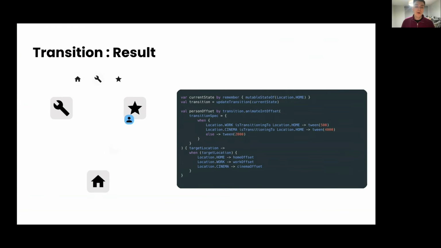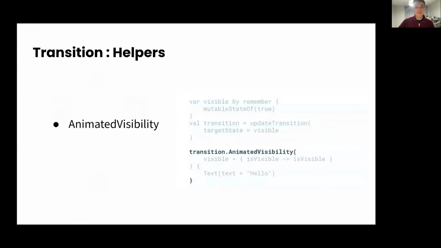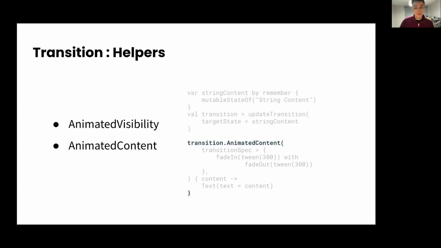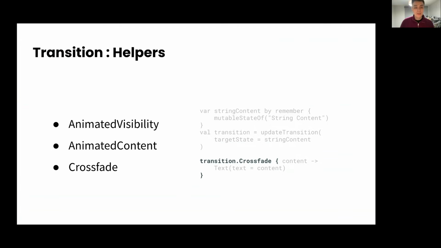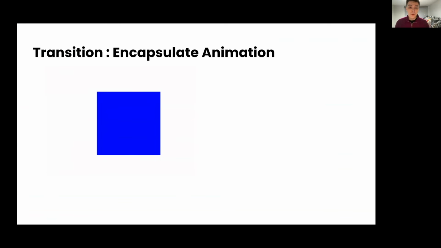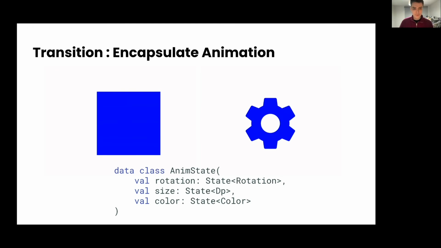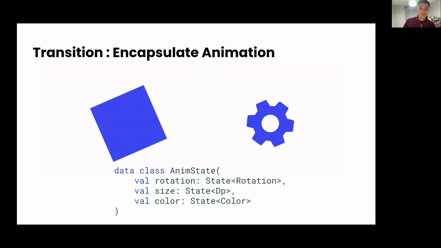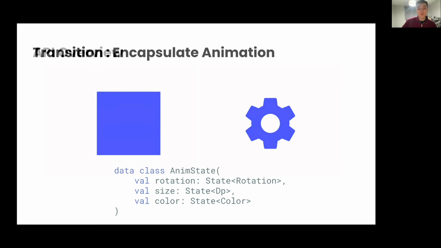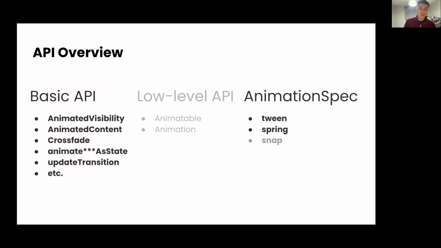And now let's talk about additional features of the Transition class. First, the transition has built-in animated visibility. It also has built-in animated content, and it also has built-in crossfade. We can also encapsulate a transition and apply it to different objects. Here's the animation of a square, and here's the same animation of an icon. The transition framework allows us to conveniently reuse an already created transition between different objects. So a quick summary: by now we have covered the basic API and the animation spec.